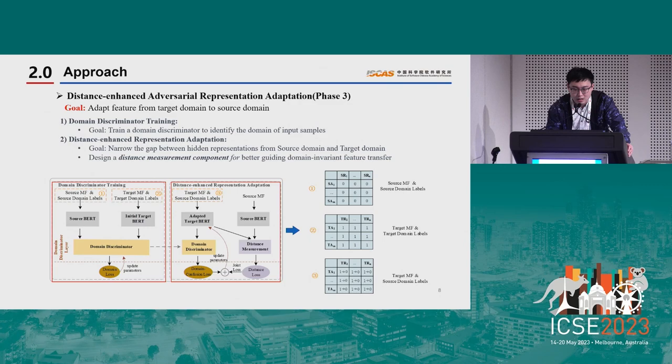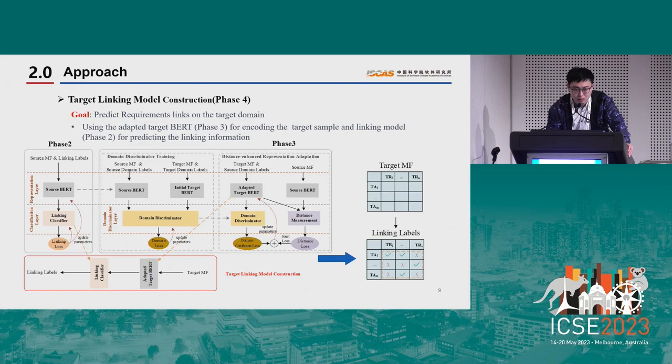Furthermore, it designed a distance measurement component which could minimize the distance between two domains for better guiding domain environment feature transfer. Phase four aims to predict requirements links on the target domain. RedAsian used the adaptive target BERT for encoding the target sample and the linking model trained in the source domain for predicting the linking information for the target domain.